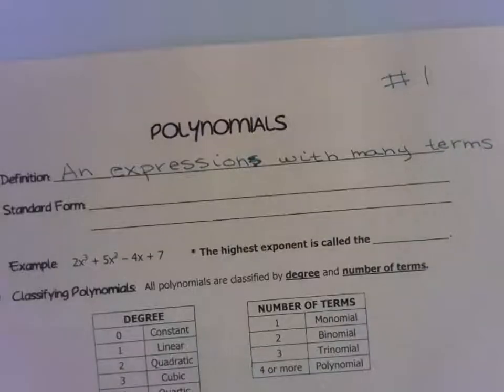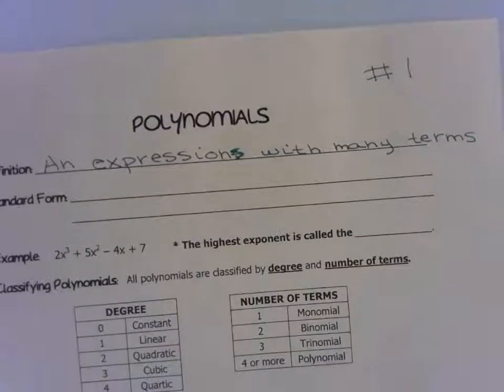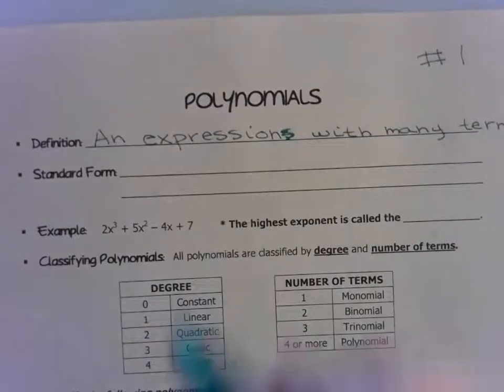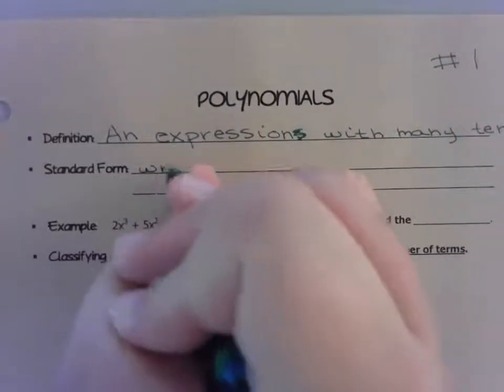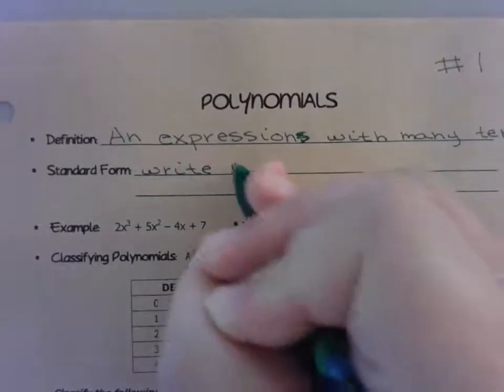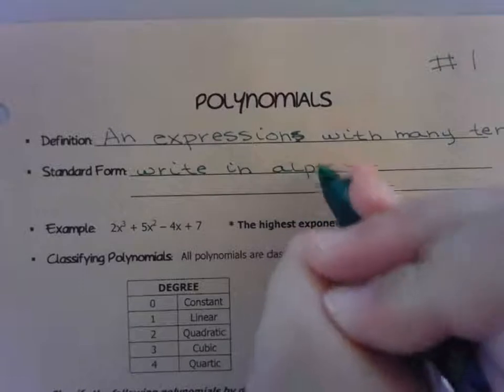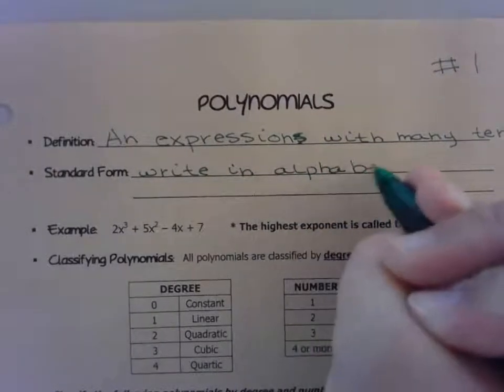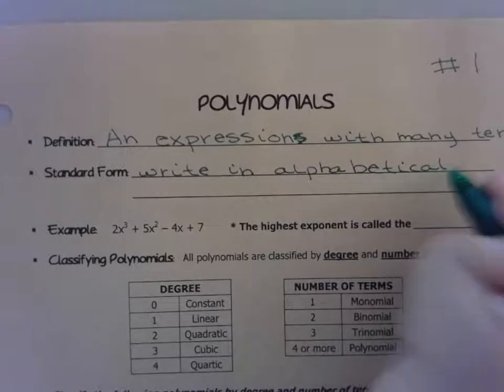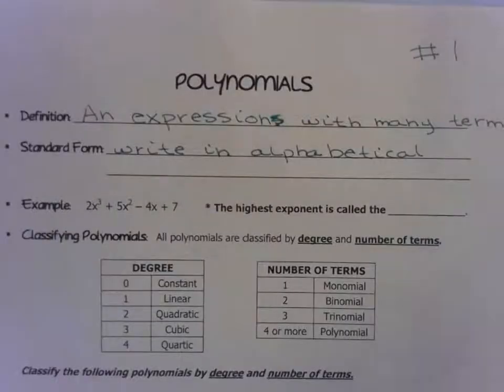And a term is easy to identify because it's separated by plus or minus. So how you tell what your terms are is whatever is separated with the plus or minus. Okay, standard form. You need to write it in alphabetical order. So if you have multiple variables, make sure they're in alphabetical order.